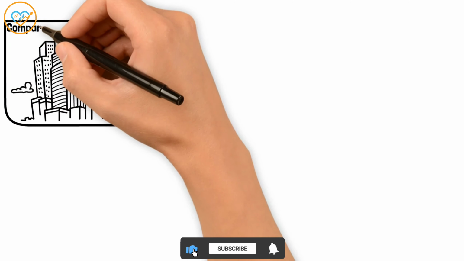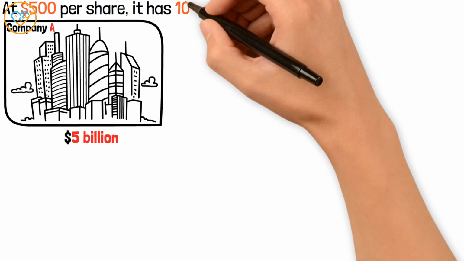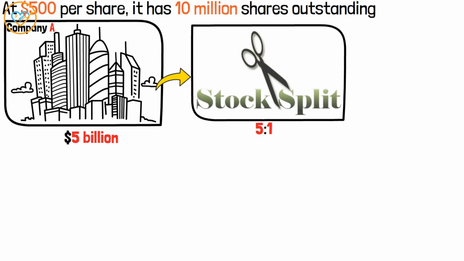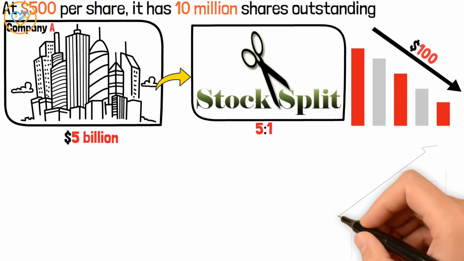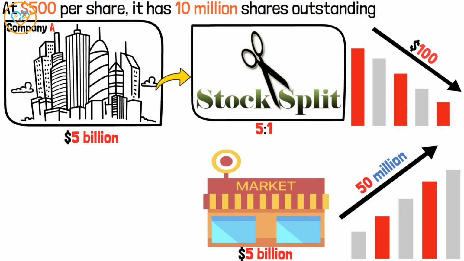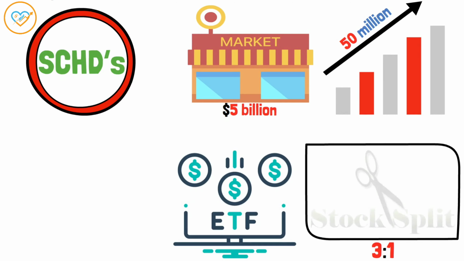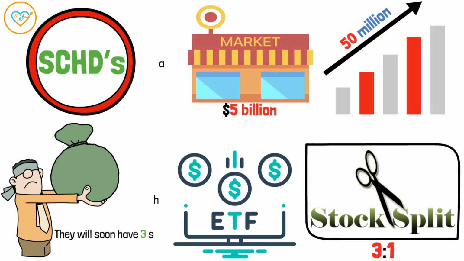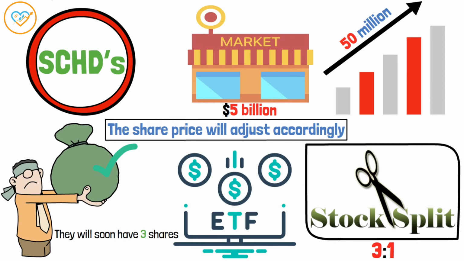Now, suppose Company A has a market cap of $5 billion at $500 per share. It has 10 million shares outstanding. If the company announces a 5:1 stock split, the price per share would drop to $100, but the number of shares would increase to 50 million. The market cap remains unchanged at $5 billion. In SCHD's case, the ETF will be undergoing a 3:1 stock split, meaning that for every one share an investor holds, they will soon have 3 shares. The share price will adjust accordingly, but the value of your investment remains the same.